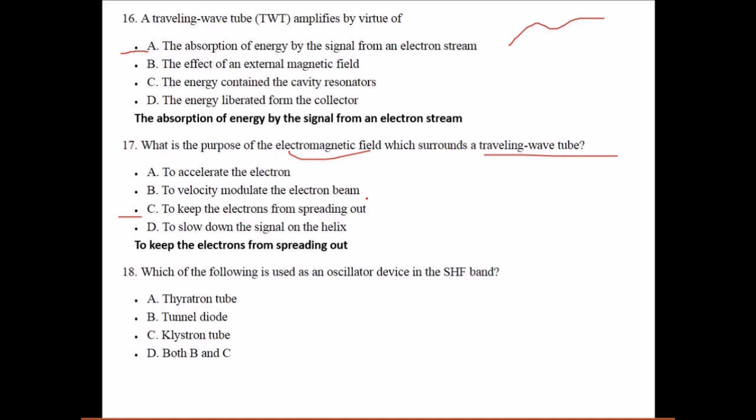Which of the following is used as an oscillator device in the SHF band? It is tunnel diode, and klystron tube also. The microwave frequencies are normally regarded as those in the range of 1 to 100 gigahertz. 1 to 100 gigahertz, they are microwave frequency, and generally tropospheric communication is done at 2 gigahertz.